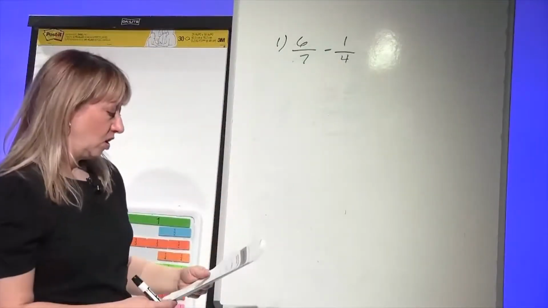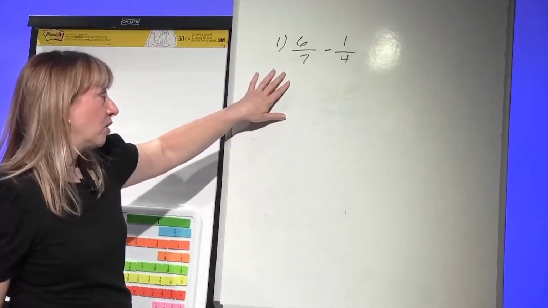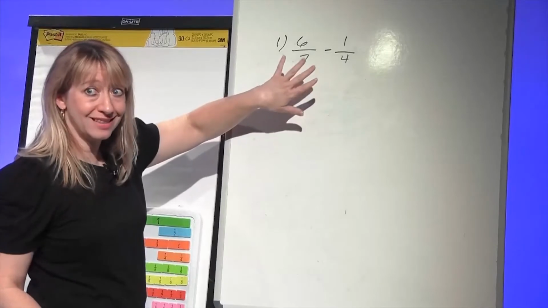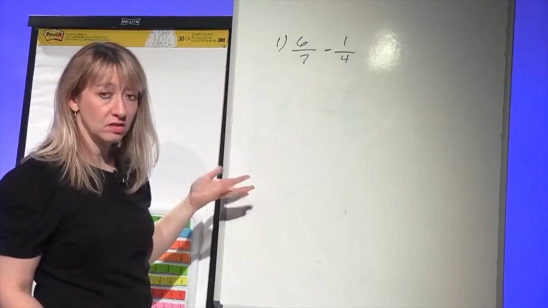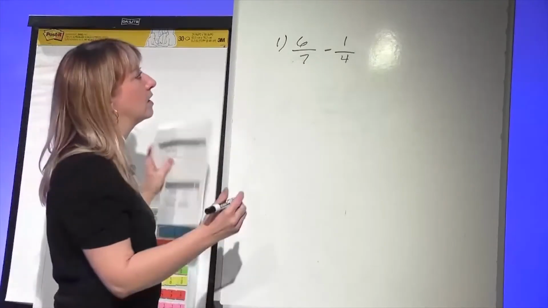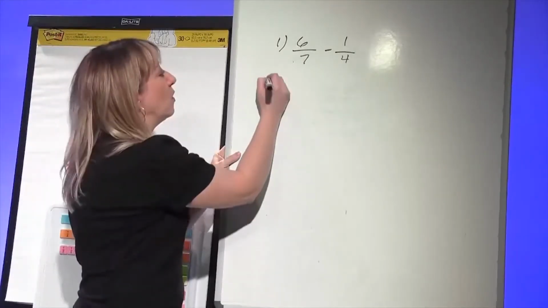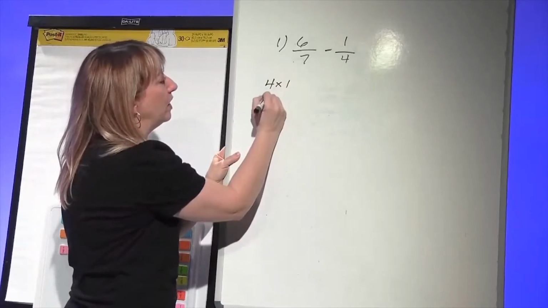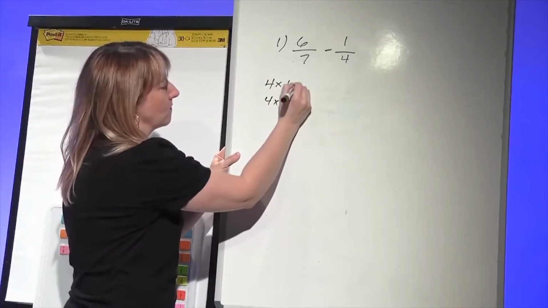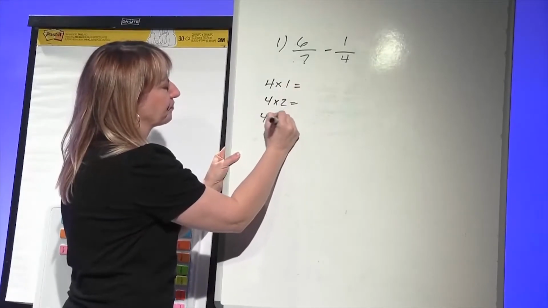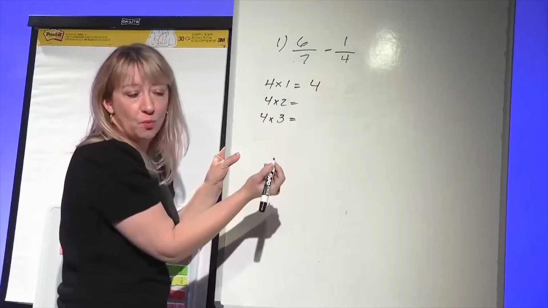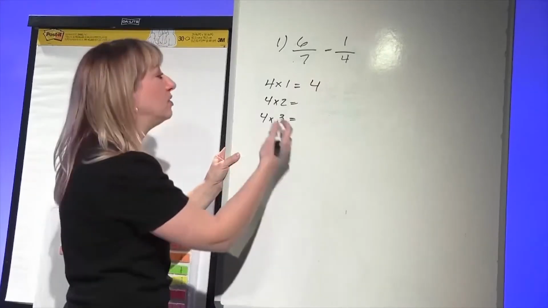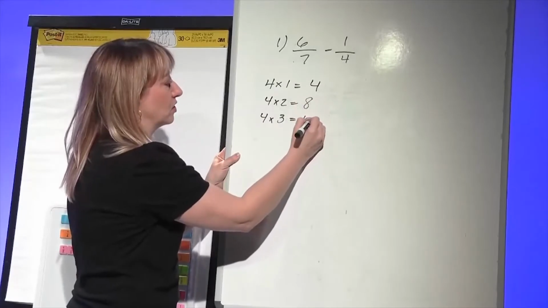So if I have 6/7 minus 1/4, I have to notice that these denominators are not the same. I have to figure out what is the common denominator. If you want to find your multiples of both numbers, that's probably a good idea. So first I'm going to do 4. And again, you don't necessarily have to write this out every single time, but if you're not sure of your multiples, then you would want to take this approach.